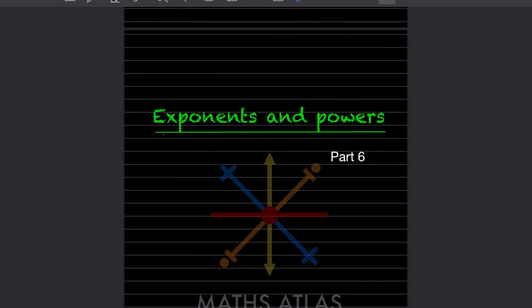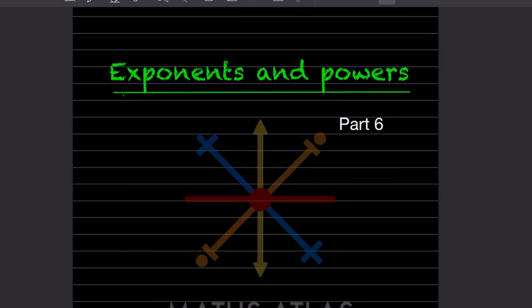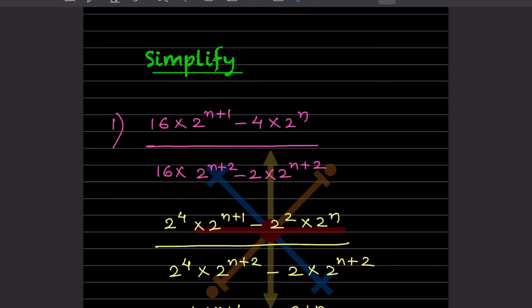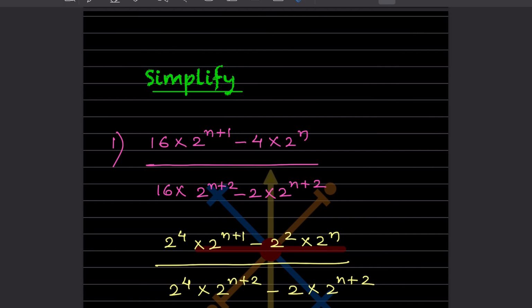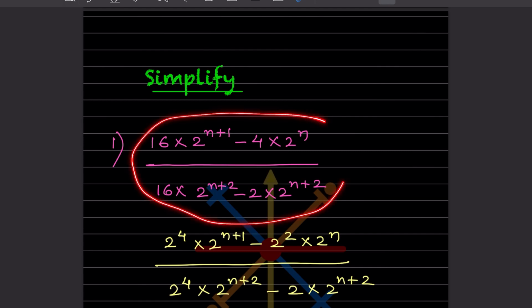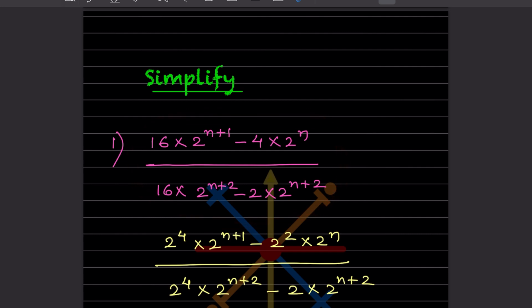So today we are going to see the next part, that is part 6 of the exponents and powers. So let us see, the question is to simplify. So this is the question given. So we have to simplify this one.